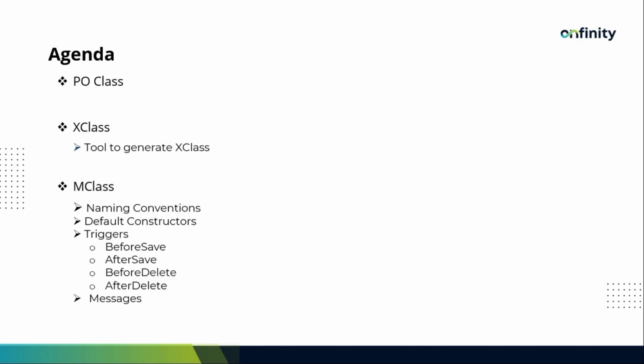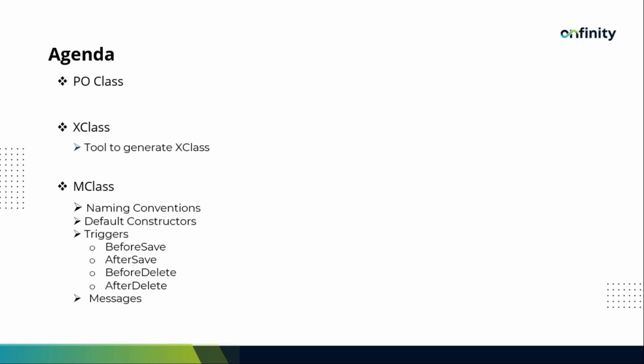To write an X class or M class, the PO class is mandatory, as X classes are inherited from the PO class. PO class is basically the persistent object class, which is responsible for saving and deleting the records in the Onfinity system from any table.